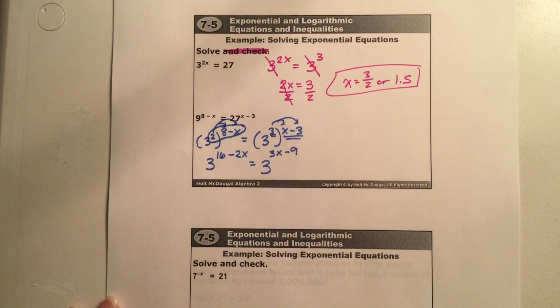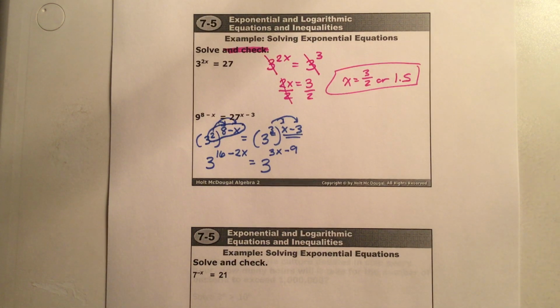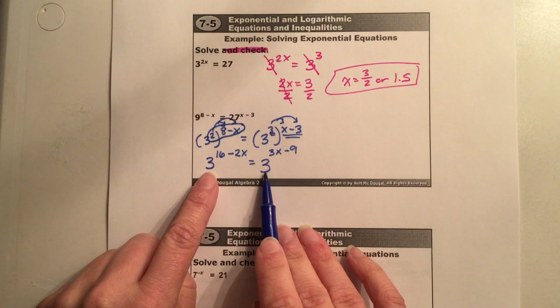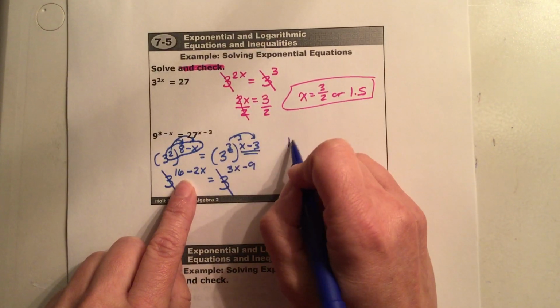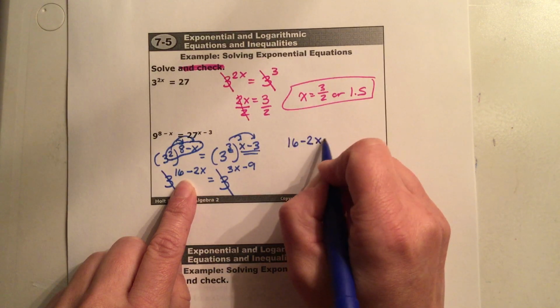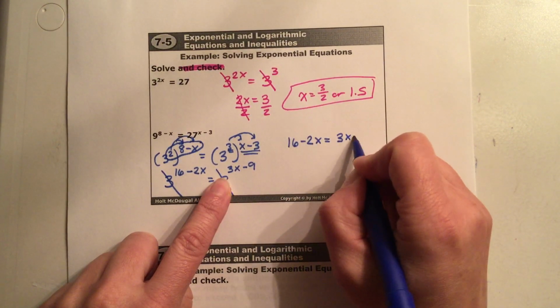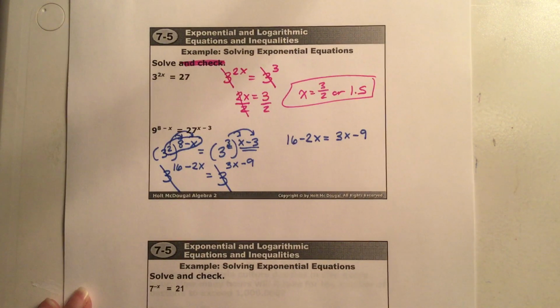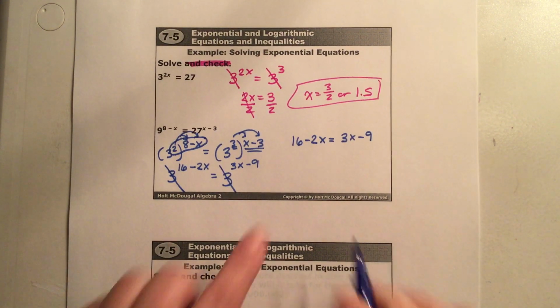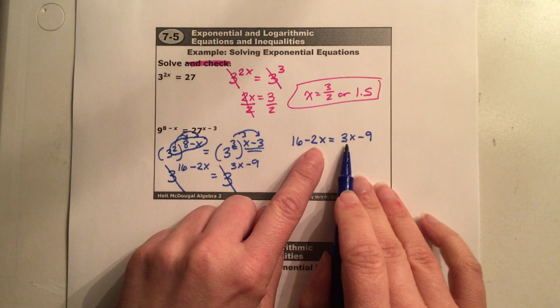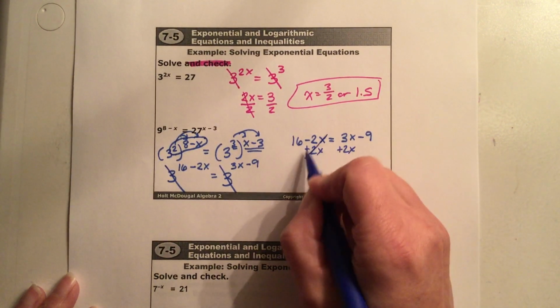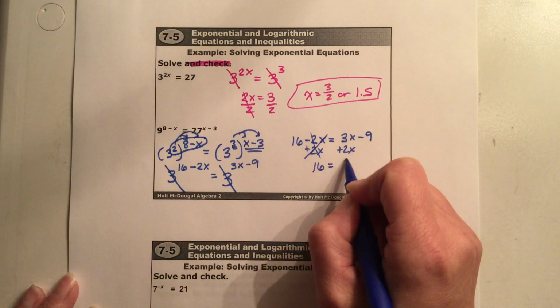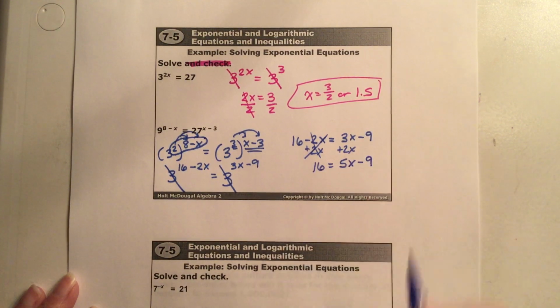Okay, so what I did was step one on what they were telling us to do for exponential equations. I created a common base. Now that the 3 can be canceled, you take the exponents, so 16 minus 2x and 3x minus 9, and you set them equal to one another. Now you're just solving the equation. I cannot have x's on both sides of the equation. So if I add 2x to this side, I would have 16 equals 5x minus 9.